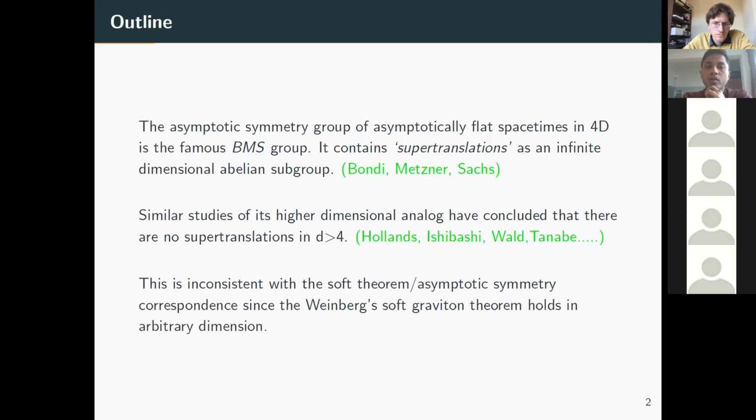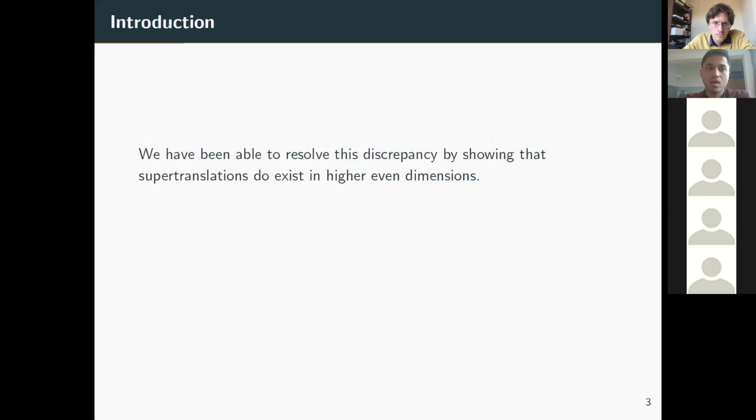But the fact that there are no supertranslations in higher dimensions is inconsistent with what we know from the soft theorem asymptotic symmetry correspondence that was initiated by Strominger and later picked up by collaborators. Because we know that Weinberg's soft graviton theorem holds in arbitrary dimensions, there should be some asymptotic symmetry associated with the soft graviton theorem. We have been able to resolve this discrepancy by showing that supertranslations actually do exist in higher even dimensions.